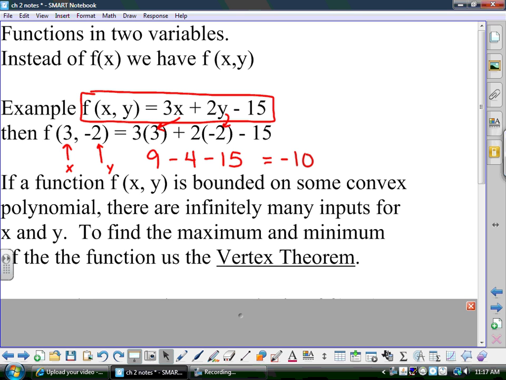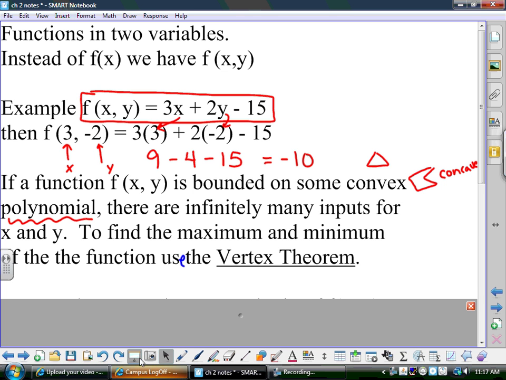Now, if we have a function that's bounded on some convex polygon, so a polygon, remember, is just a shape. It has no curves, no gaps, or no overlaps. Convex means it doesn't cave in on itself. This would be concave. Convex is more of your typical sort of shape that does not have any indents on it, or none of the diagonals are outside of the shape. Now, if a function is bounded on some convex polygon, there are infinitely many inputs for x and y. To find the maximum and the minimum of the function, we're going to use the vertex theorem.